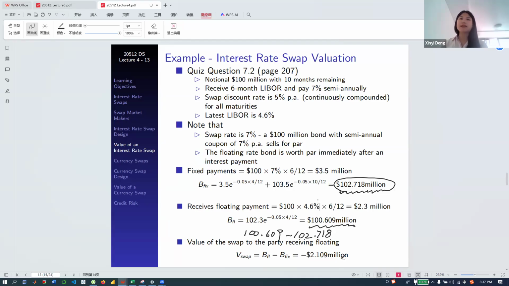That's actually negative. So note that this is the value of the swap to the party receiving the floating. So that's why it's long in the floating rate bond. Basically the value of the swap to the party receiving the fixed rate is going to be the negative of this value. So it's going to be positive $2.109 million for the other party.